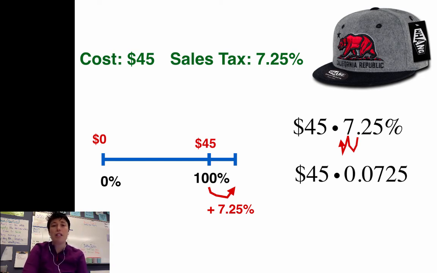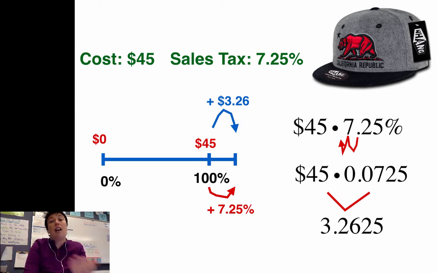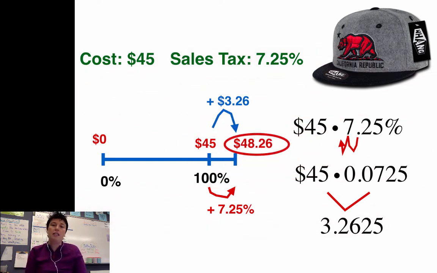And I'm hoping this is exactly what you did. Now, I get 3.2625, so rounding wise, that's about $3.26. So she buys this $45 hat. She's got to pay $3.26 to California for their tax. So that's a total price at the register of $48.26. That's her total cost. Again, they're all markup problems.